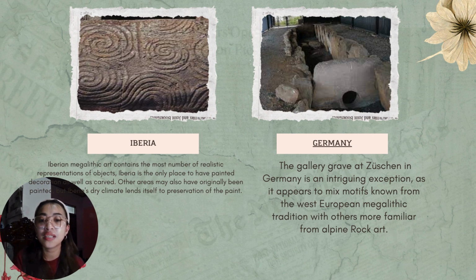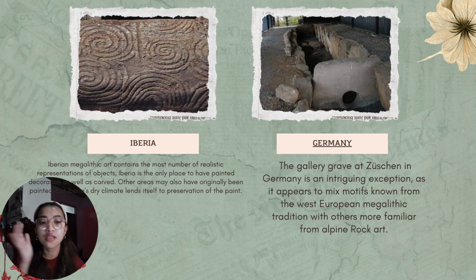Iberia's megalithic art contains the largest number of realistic representations of objects. Iberia is the only place to have painted decorations as well as carved. Other areas may also have originally been painted, but Iberia's dry climate lends itself to the preservation of the paint. Although there are also strong abstract elements, the paint as it currently survives is normally restricted to black and red, although occasionally white is used as well.